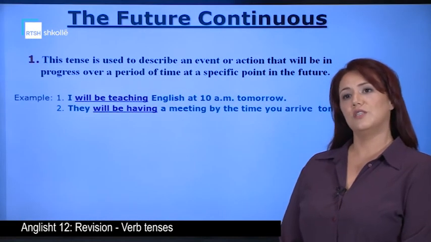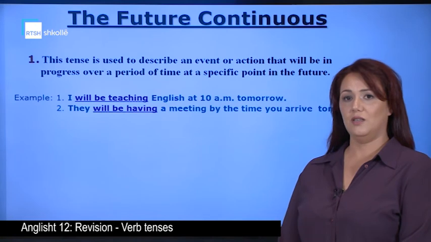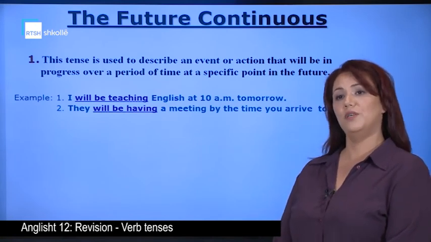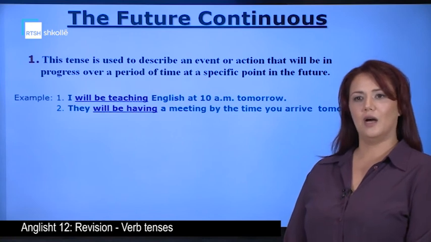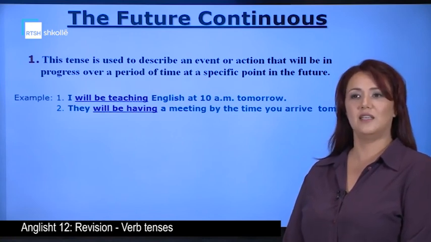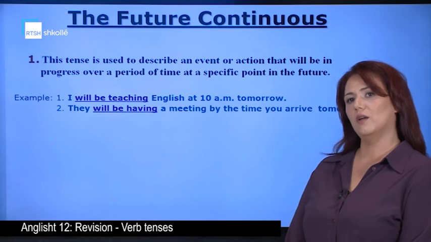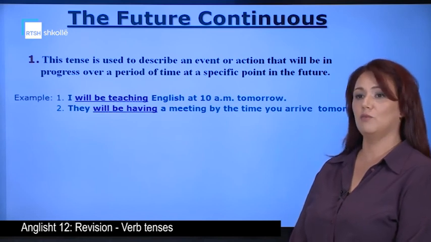The future continuous is used to describe an event or an action that will be in progress over a period of time at a specific point in the future. For example, I will be teaching English at 10 a.m. tomorrow, or they will be having a meeting by the time you arrive tomorrow.